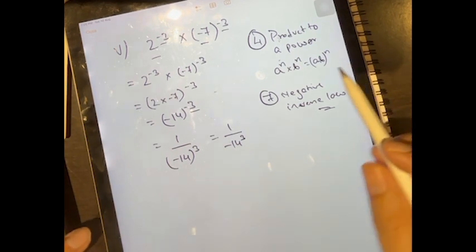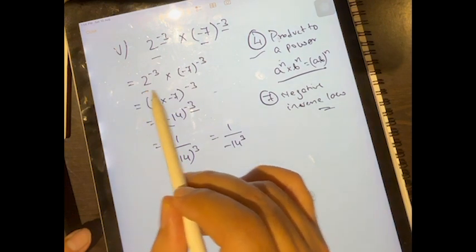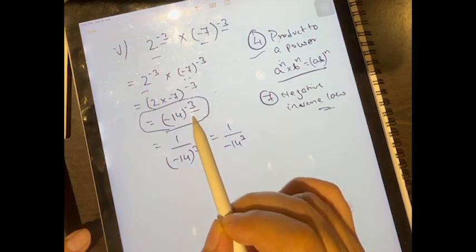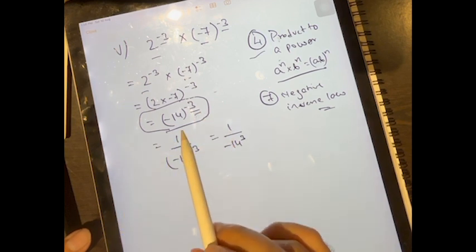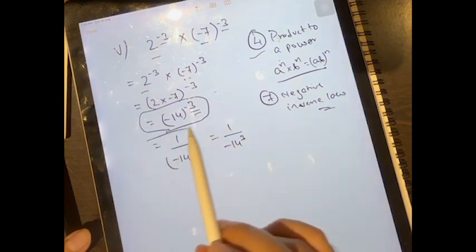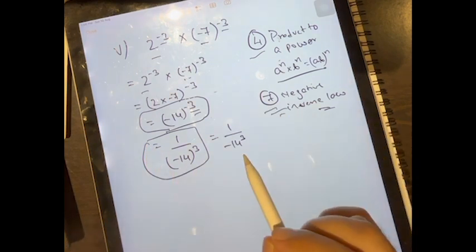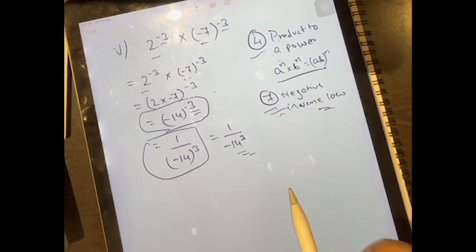I hope it is clear. We started with product to a power, where we clubbed 2 different bases together, and this is what we received. We realized that our exponent is negative. In order to convert the negative exponent into positive, we used the law of exponents called negative inverse law, and this is eventually the answer that we received.